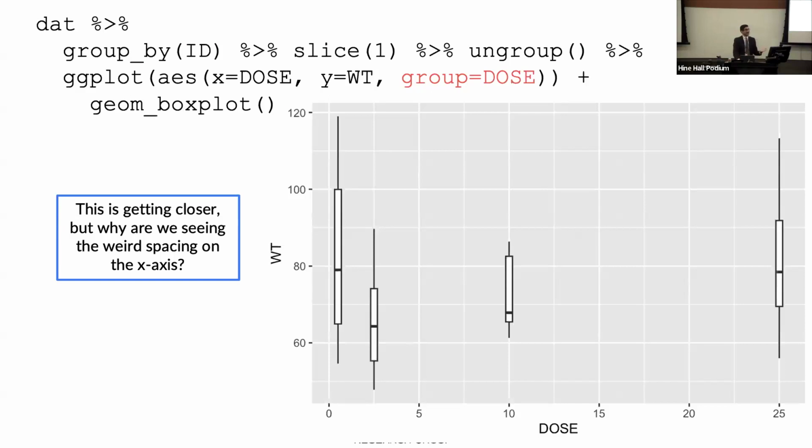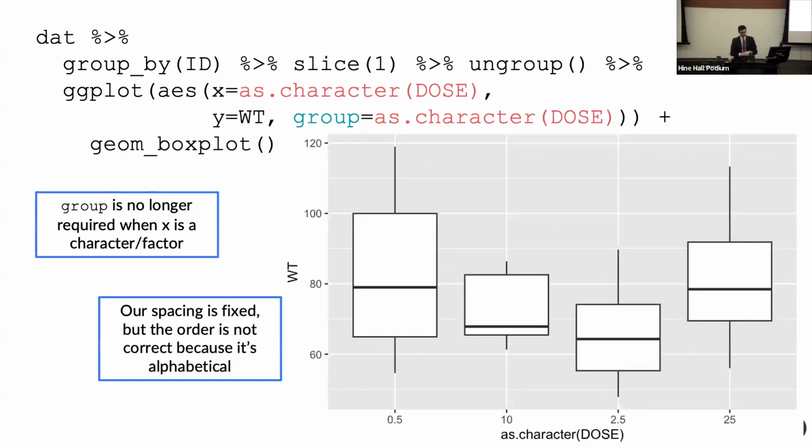So why don't we try typecasting our dose column from numeric to character? So I am using as.character(dose) now instead of just dose. And our spacing is fixed, but again, it's in the wrong order. Remember what I was talking about? We'll put them in alphabetical order here. So if you look along the bottom, 0.5, 10, 2.5, 25. That's not what we want. So converting it just to a character will not fix our problem for us, but we're getting closer. Also, you can note that the group is no longer required when X is a character or factor. You can keep it in for now. It's not going to do anything.